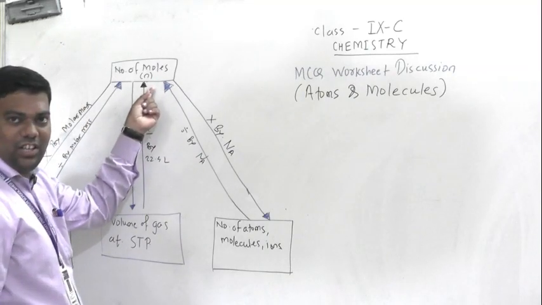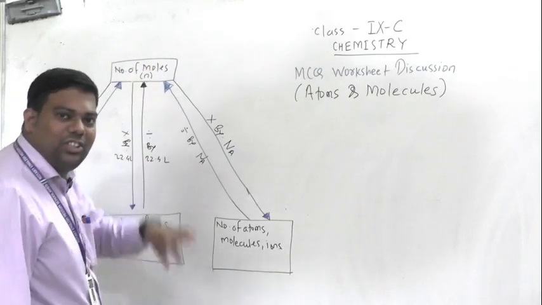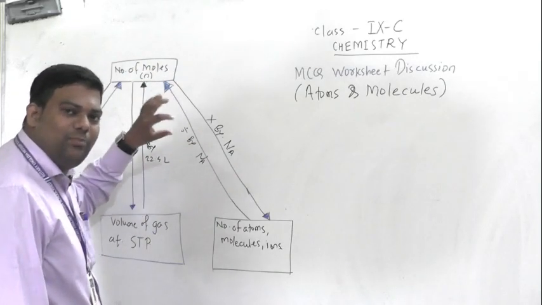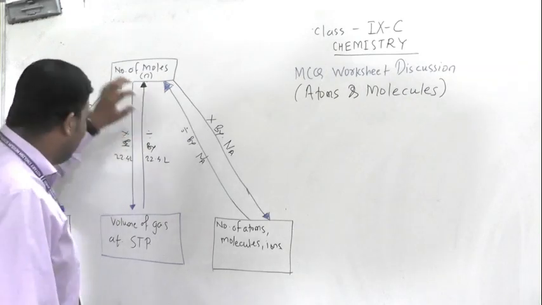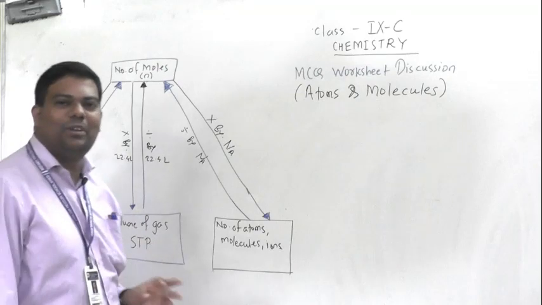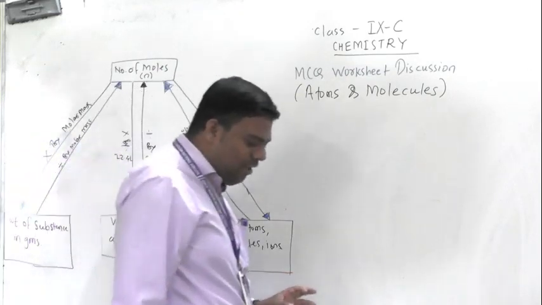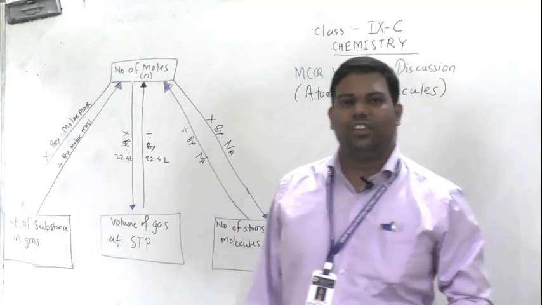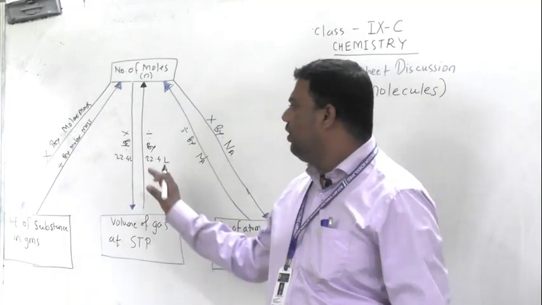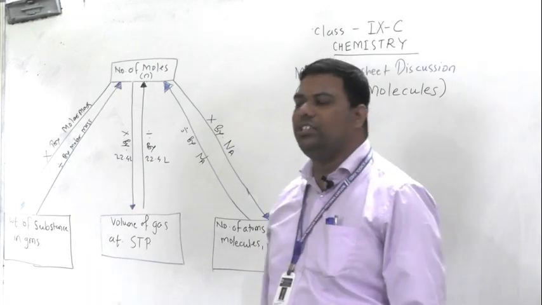You will get the number of moles. Then suppose in the question you have to calculate the mass of the substance in grams also. Then you multiply by molar mass or atomic mass, simply. This is the recap of this chart. I already told this chart in our atoms and molecules topic, that is our mole concept.